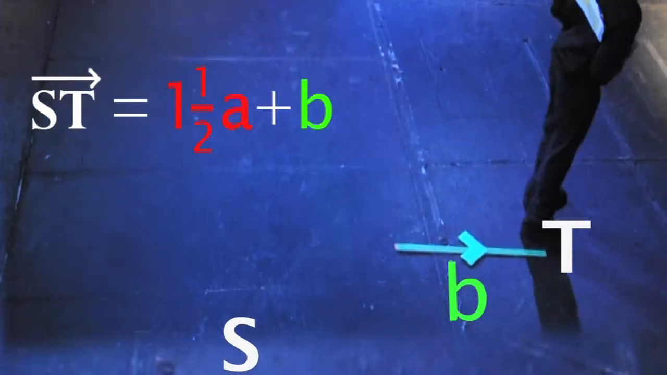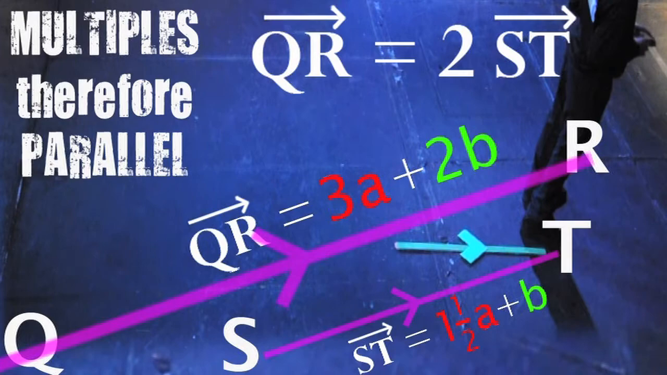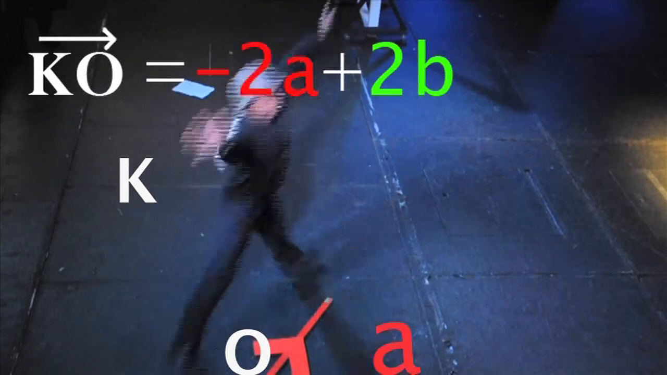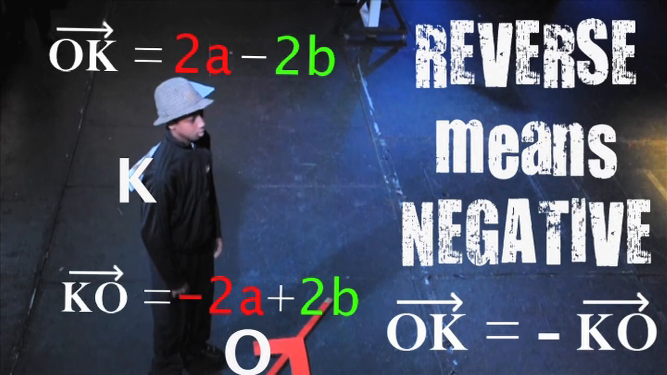If one vector is a multiple of another, then those two vectors are parallel. Flip the script and reverse the script, then all you gotta do is put a minus in it.